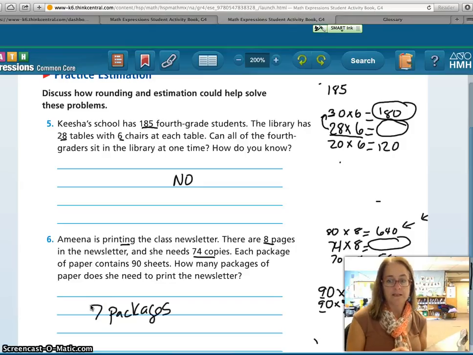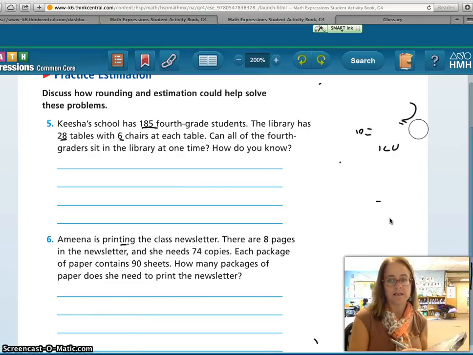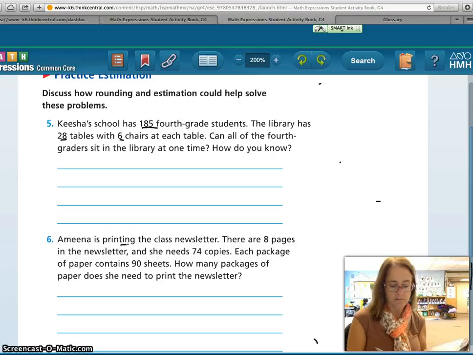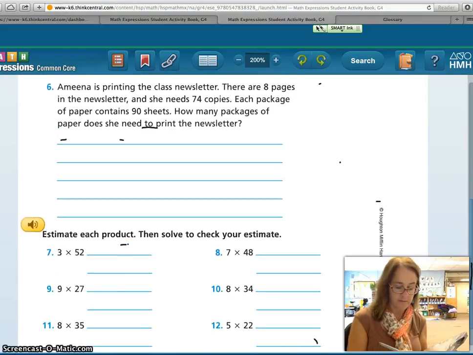Okay, so this is just a brief introduction of how we might use it. Now you're going to get a chance to apply this. So you can pause this and go back and look at those. If you need some help, you can go to the help section or raise your hand for a coach. This is how we're going to apply it. It says estimate each product and then solve and check your estimate. Okay, so here's our product. Product means the answer to a multiplication.